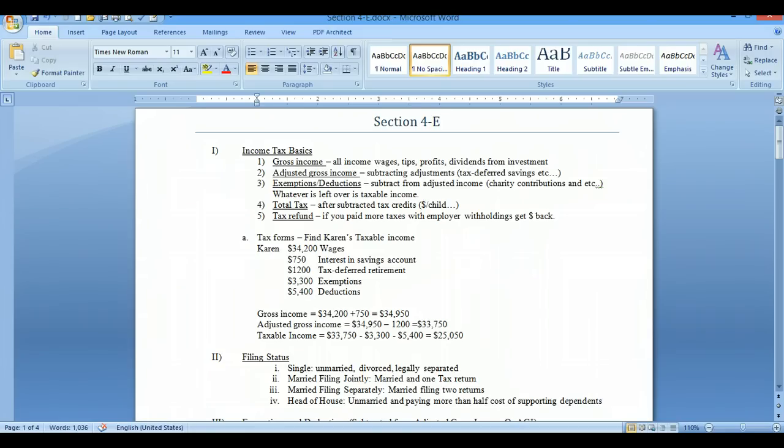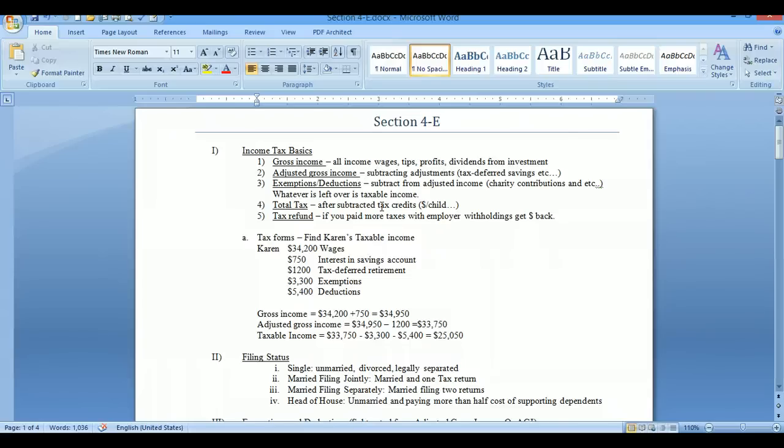Exemptions and deductions are subtracted from the adjusted income. These are things like charity contributions, which is tithing. Whatever is left over after you subtract all of this from the adjusted gross income is your taxable income. Your total tax is what you owe after everything is subtracted, like tax credits. Some of the most common tax credits are how much you can subtract per child that you have.